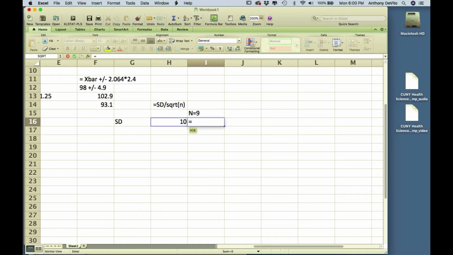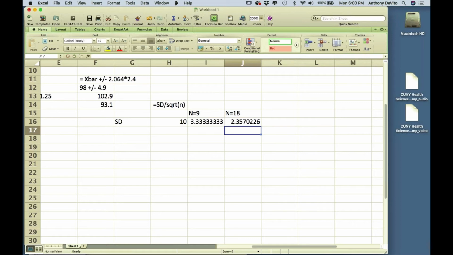It's going to be equal to 10 divided by the square root of 9, which is 3, so 3.33. Well, let me see what happens if I double my sample size, make it 18. It's going to be a sloppy number here. It's equal to 10 divided by the square root of 18. Well, gee, it got smaller, right? It got smaller because the sample size is on the bottom of this fraction. If it had been on the top, it would have gotten bigger. Since the square root of n becomes a bigger number, the standard error becomes smaller.